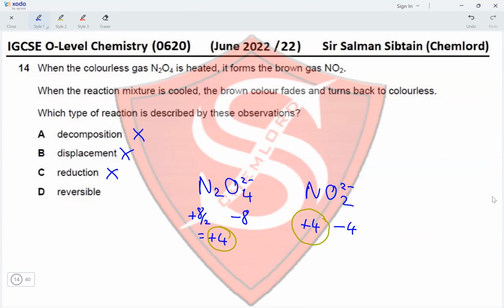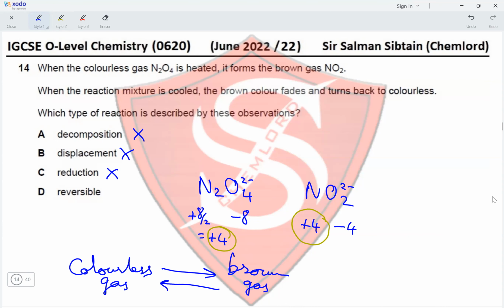And next, it's a reversible reaction. Yes, because we have colorless gas going to a brown gas when the temperature is increased or when it is heated, and the brown gas going back to the colorless gas when the temperature is decreased. So this is what is known as a reversible reaction, making option D the correct option for this question.